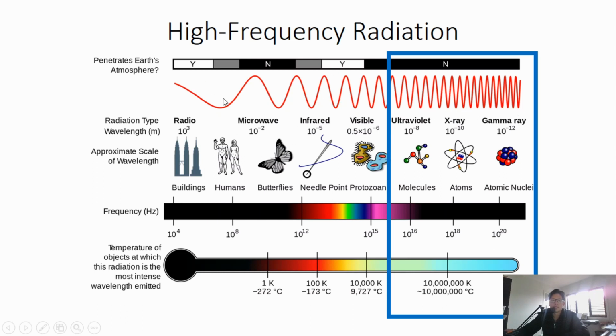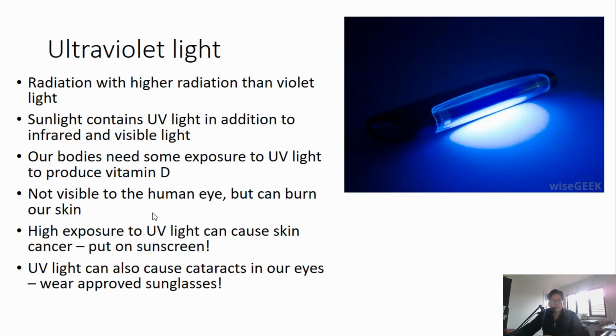So we'll just take a few minutes to go through these now. Alright, so our first form of high frequency radiation is ultraviolet light. The meaning of ultraviolet is just radiation with higher frequency than violet light. That's what the ultra part in ultraviolet means. Sunlight contains UV light in addition to infrared and visible light.